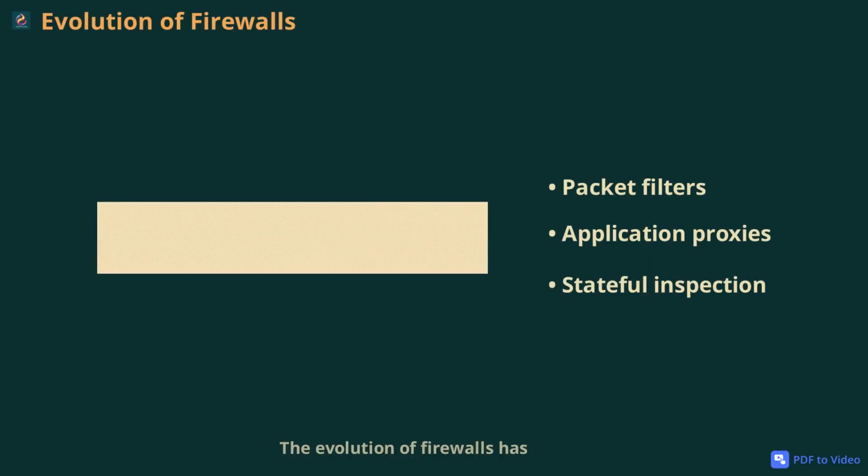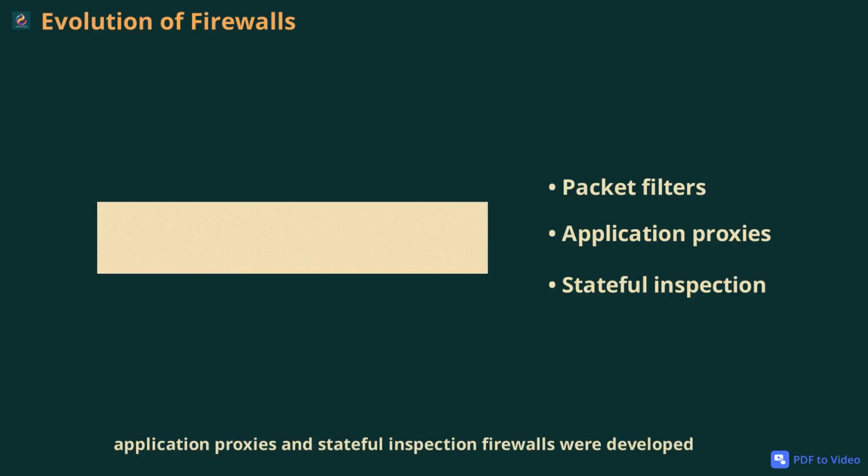The evolution of firewalls has seen significant advancements over the years. Initially, packet filters provided basic filtering at the network layer. As threats became more sophisticated, application proxies and stateful inspection firewalls were developed. Stateful inspection, in particular, brought the ability to track the state of active connections, offering more granular control and improved security. This progression reflects the ongoing need to adapt to emerging threats and protect networks more effectively.